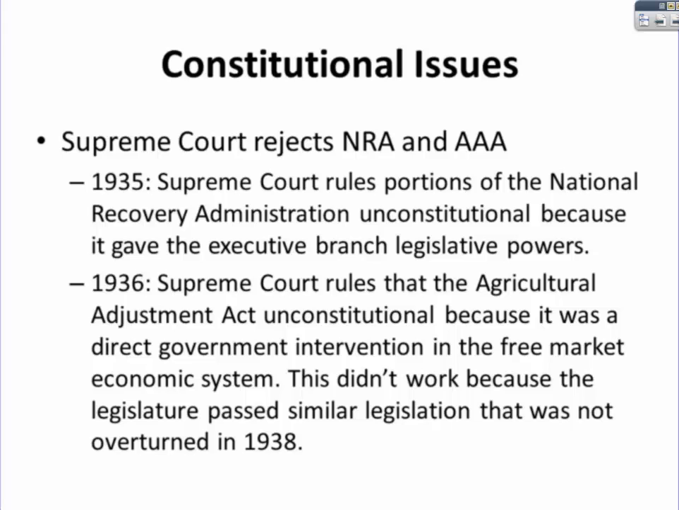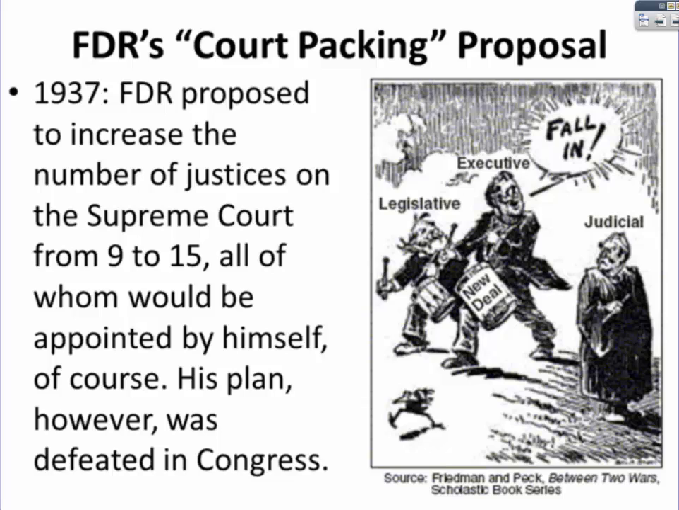And the Supreme Court really came down hard on FDR trying to get legislation passed via his executive powers, which is unconstitutional. In 1936, the Supreme Court rules that the Agricultural Adjustment Act is unconstitutional because it was a direct government intervention in the free market economic system. This didn't really work because the legislature passed similar legislation that was not overturned only a couple years later in 1938. When FDR did not get cooperation from the Supreme Court, he proposed a court packing procedure that in 1937 would increase the number of justices on the Supreme Court from 9 to 15.